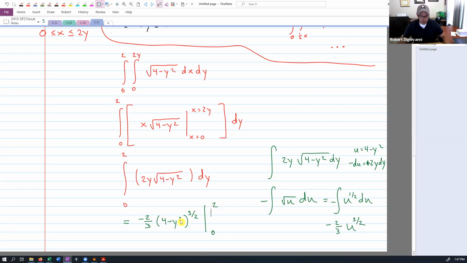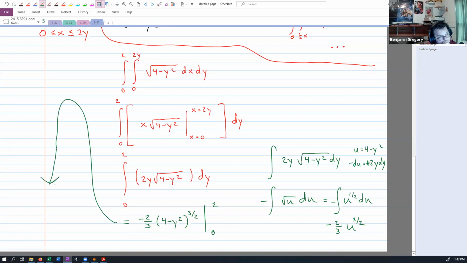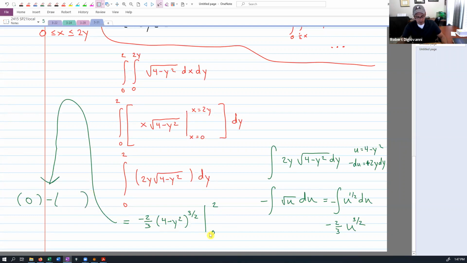If I plug in 2, what happens? Turns to 0. I get 0. So when I plug in 2, I get 0. And then I take away from that whatever I get when I plug in 0. When I plug 0 in here, I get negative 2/3 and then 4 raised to the 3/2. And 4 to the 3/2 is the same as square root of 4, which is 2, and then cubed. So this is just 8. This becomes positive 16/3.